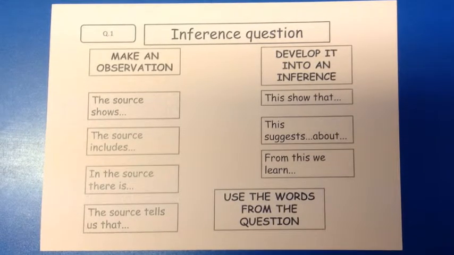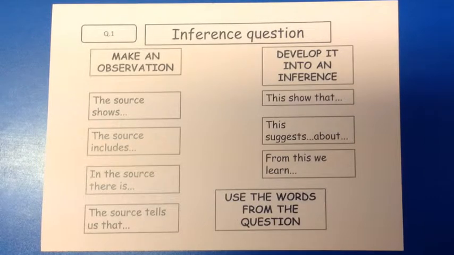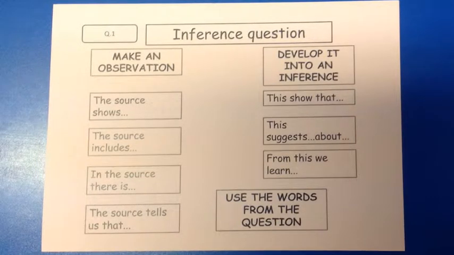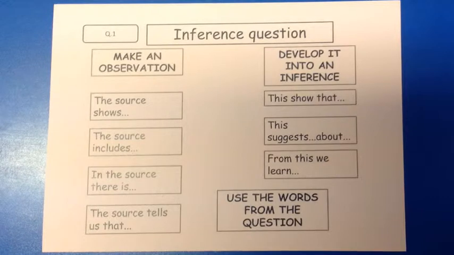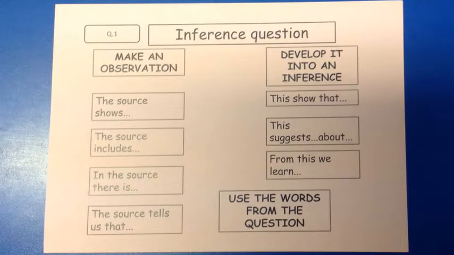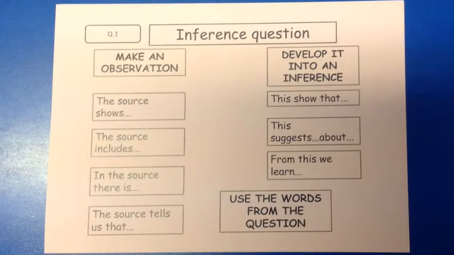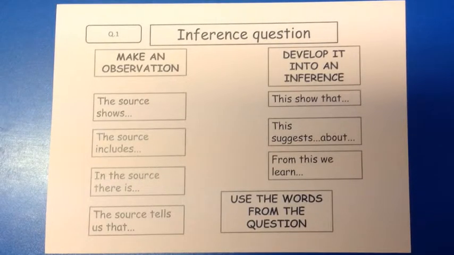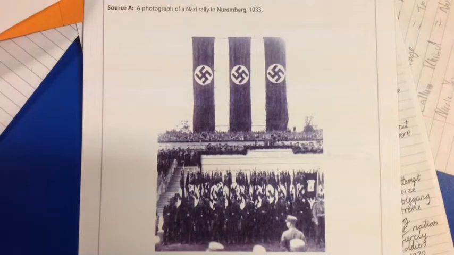You develop that observation and tell me, what do you learn about the topic you've been asked about? So what does that tell you about Nazi methods of propaganda? Why have they got large swastikas? Why have they got men in military uniform holding large swastikas? It is to create a sense of power.